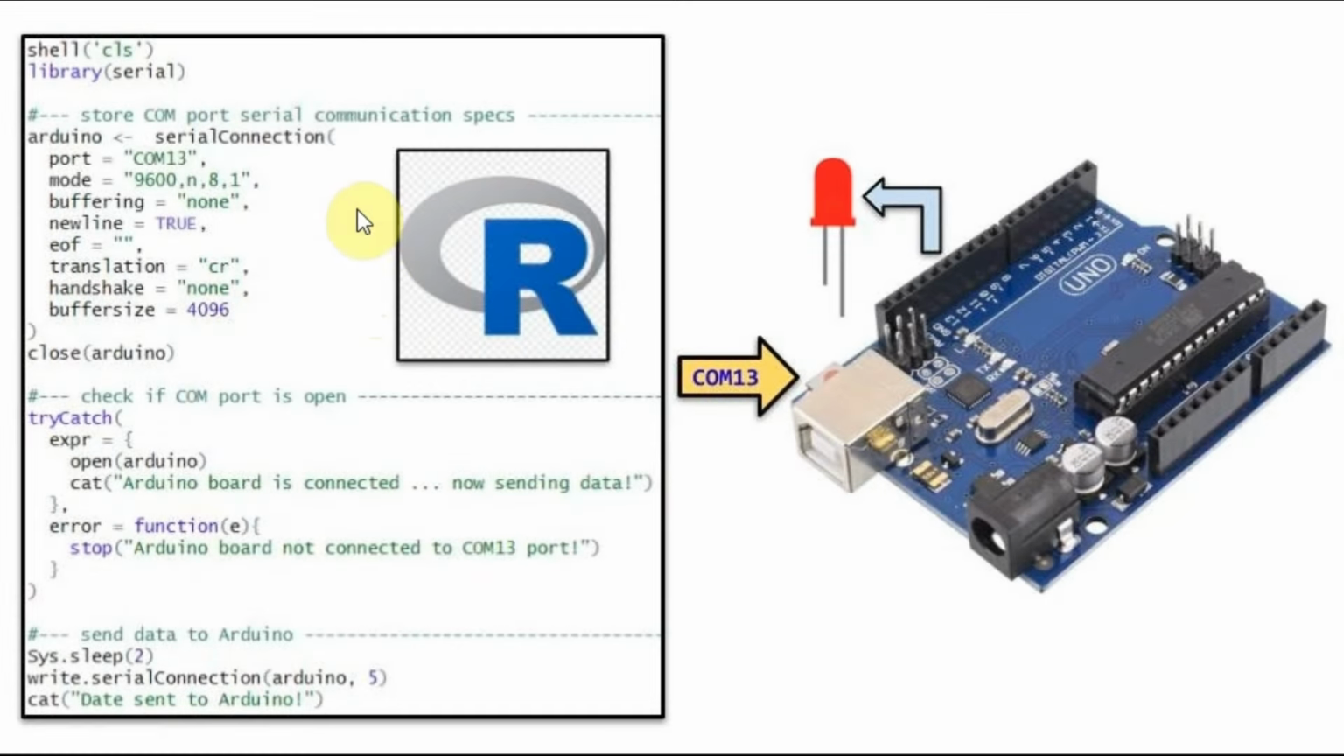In this video, I'll demonstrate how we can use a script written in the R language to control an Arduino through the serial communication port.